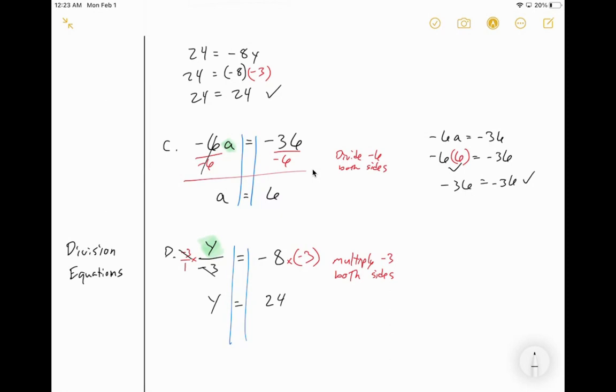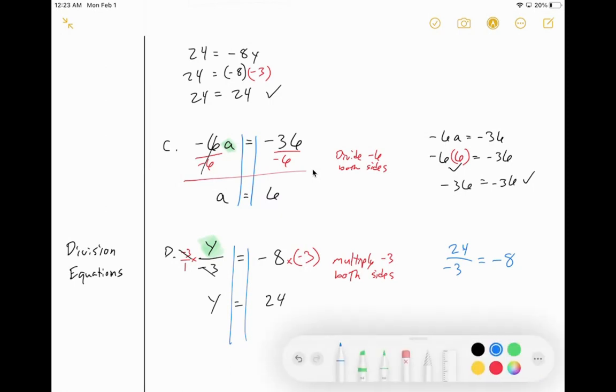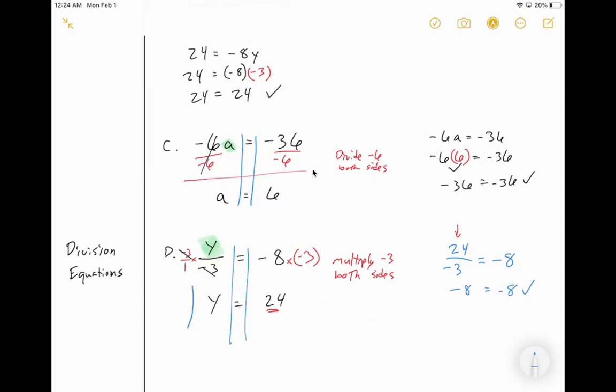So again, let's check it. Let's make sure. We should get a little bit faster at checking now. So let's say 24 over negative 3 should equal negative 8. I plugged in my answer, my 24, right here. So 24 divided by negative 3 should be negative 8, and that is actually correct. Negative 8 does equal negative 8. That checks out. I feel confident I can put a box around that answer.